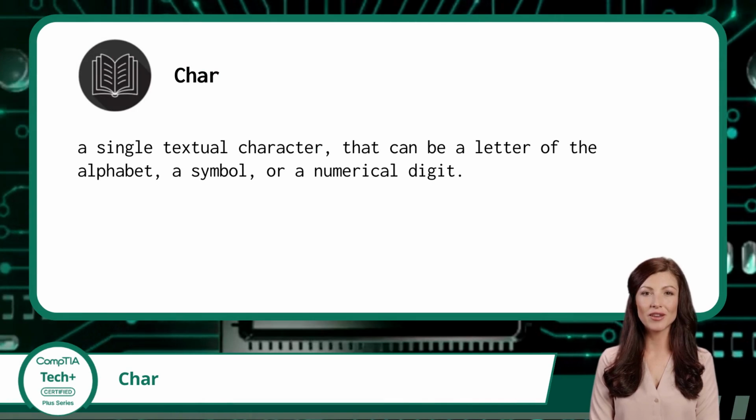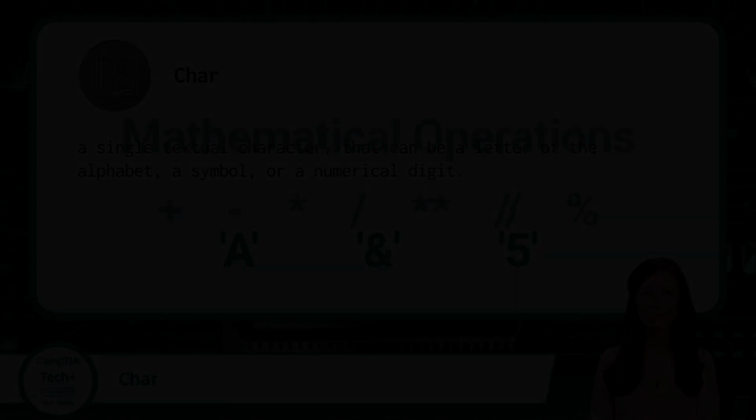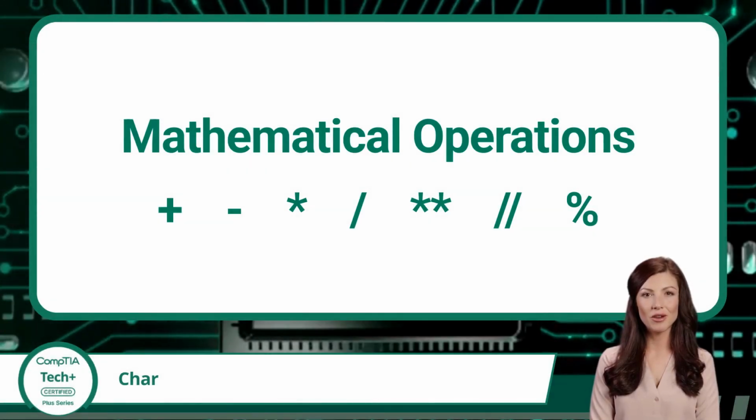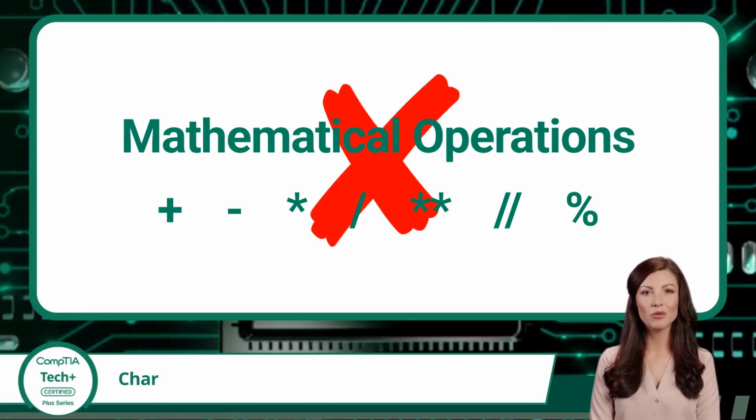Char. Char, which is short for character, is a single textual character that can be a letter of the alphabet, a symbol, or a numerical digit. For the char data type, if a numerical digit is used, it will be treated as text only and you will be unable to perform mathematical operations with it.